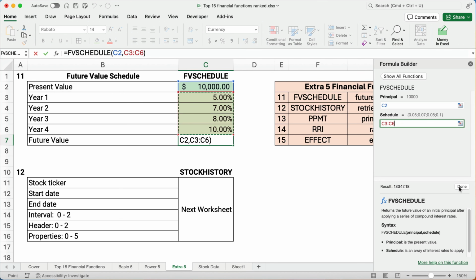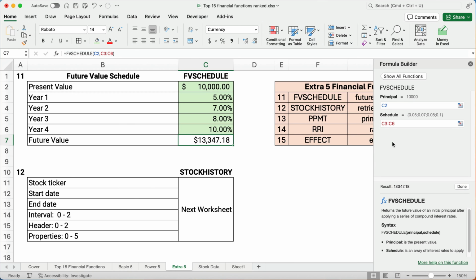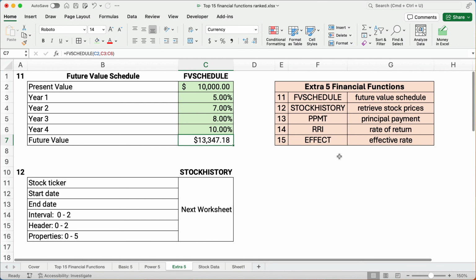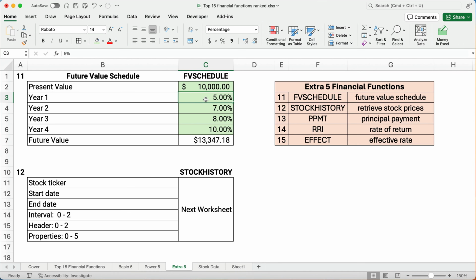So this assumes equal years, so we get $13,347. Now, we could change these interest rates to 7%, 8%. We think it's going to be 5% and then 9%. We can do that, and the numbers change on future value schedule. So we can do a future value with differing interest rates.